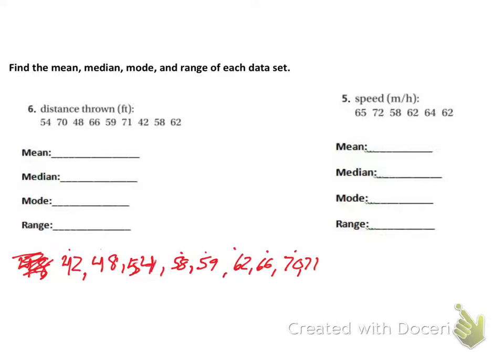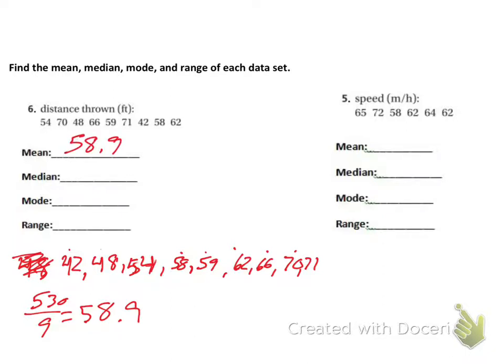So I'm going to do 42 plus 48 plus 54 plus 58 plus 59 plus 62 plus 66 plus 70 plus 71. It's going to be 530 divided by 9. And you should get 58.88888, so I would do 58.9.